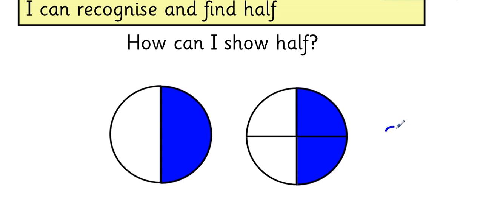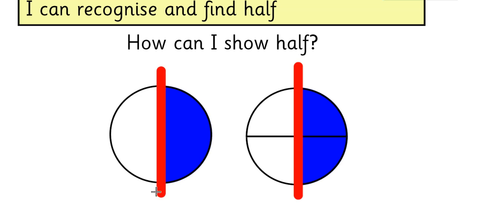I started with 2 equal parts. One of them is blue. Half of this shape is blue. If it helps, imagine that these lines aren't even here, and you can split this shape straight down the middle, just like this one, so that you can clearly imagine that it is half, and you're not worrying about these lines here and here.